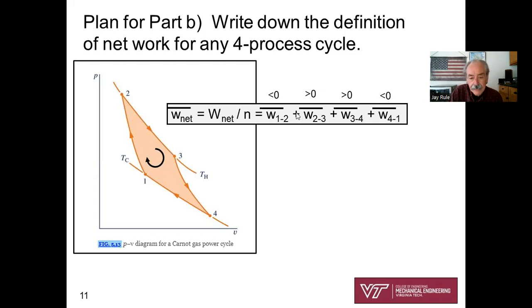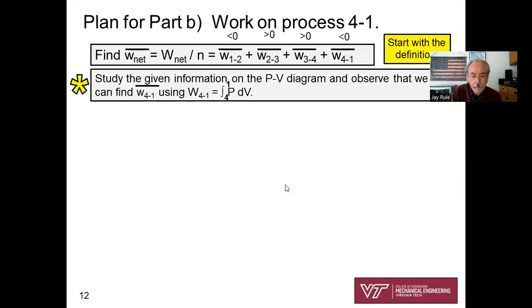I also wrote down whether these work terms are going to be bigger than 0 or less than 0 with my eye. I don't know what the numbers are, but the work from 1 to 2 is going to be a negative number, 2 to 3, a positive number, 3 to 4, a positive number, and 4 to 1, a negative number. So I wrote those down too, praying maybe I'll get a little more partial credit for that, but I'm not going to give up.